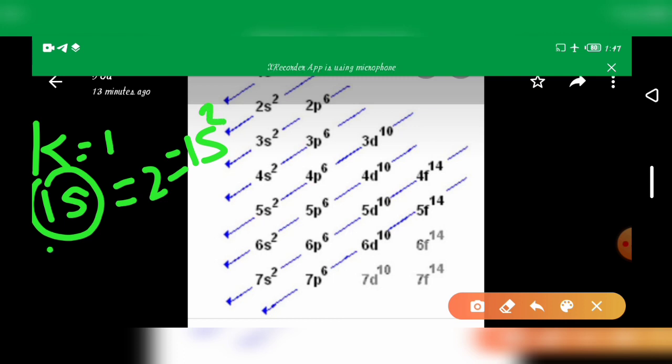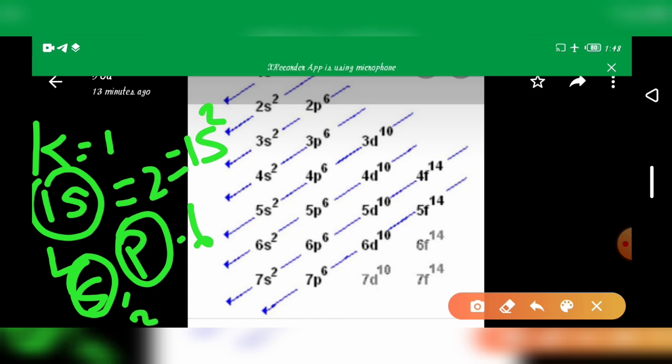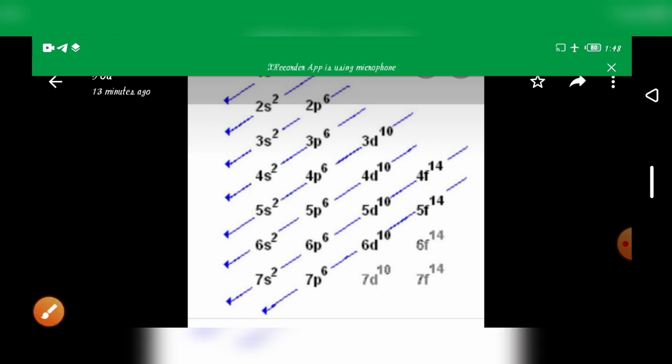Next the L cell. The L cell contains 2 orbitals, that is s and p. s always contains how many electrons? 2 electrons. p always contains 6 electrons. So 2 plus 6 equals 8 electrons. So the L cell contains 8 electrons. Okay, this will be filled like that. Next the d orbital contains 10 electrons, and f contains 14 electrons. These are the rules.